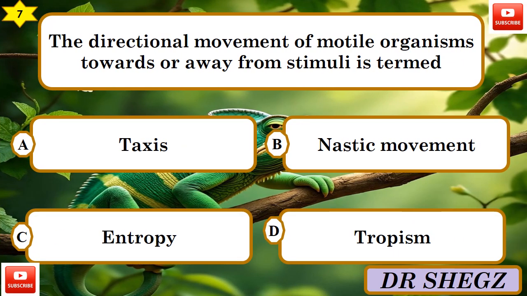The directional movement of motile organisms towards or away from stimuli is termed taxis. So in taxis, the whole organism is moving, not part of the organism like tropism. Whether it's phototaxis, response to light, hydrotaxis, water, chemotaxis, chemical, rheotaxis, current, any of them, the whole organism is moving towards or away from that particular source of stimuli.